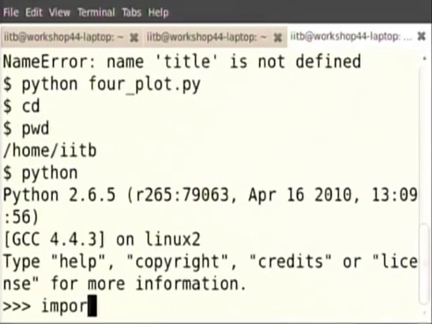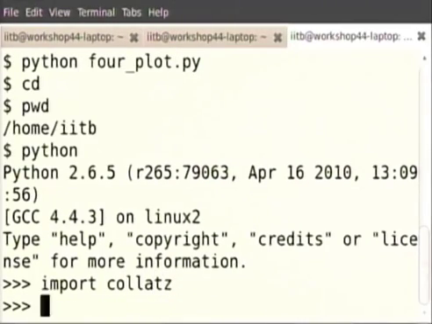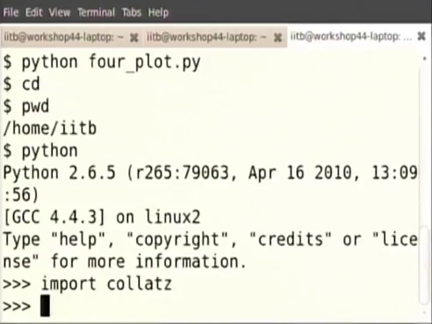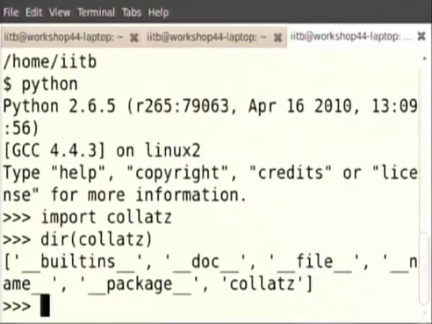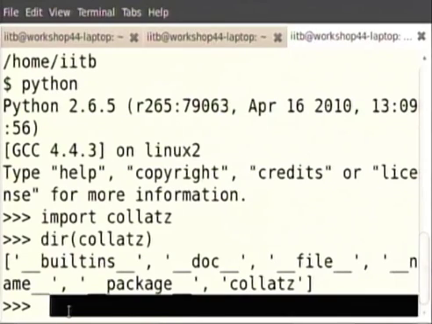I will say import collatz, because there is a file called collatz.py, and by definition a module is defined at the file level. So now, what are all the symbols defined in collatz? There are some automatic ones shown, and finally you have collatz at the end. Okay. So how do you use the Collatz sequence?